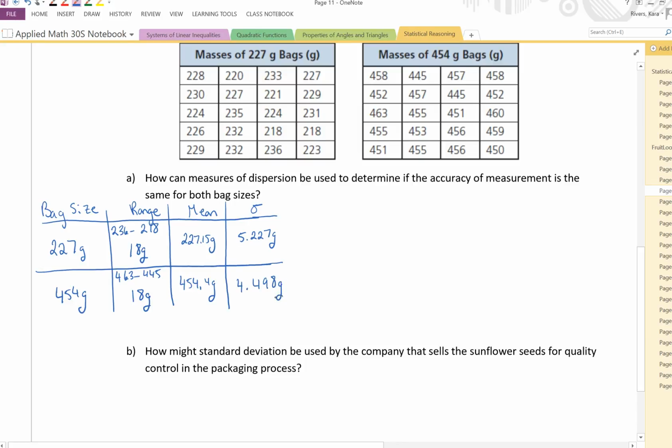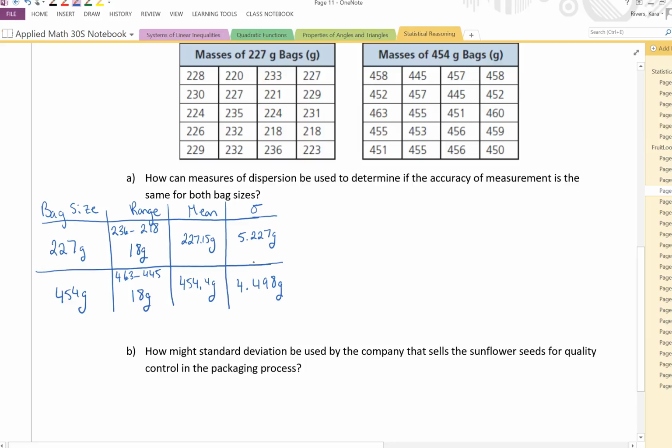Okay, so when we are looking at this data and comparing it between the two bags, the range is actually exactly the same. So the range doesn't really tell us that much, right? If we look at our mean, well, it's supposed to be a 227 gram bag, 227.15. Okay, that's close. 454 gram bag, and we've got 454.4 grams. Again, that's close. What about standard deviation? Well, the standard deviation for the 227 gram bag is higher than the standard deviation of the 454 gram bag.